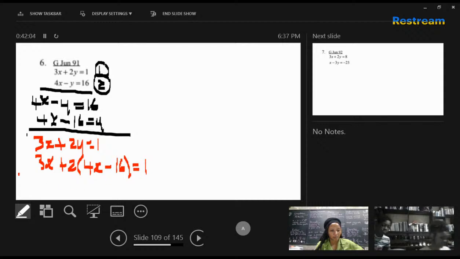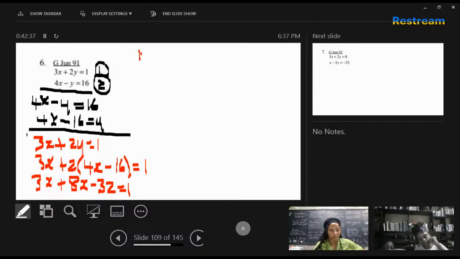Okay, miss. So now we're going to use the distributive law. So 2 times 4x is positive 8x. And 2 times negative 16 is negative 32, equals 1. So that would be 11x minus 32 will equal 1. And that would be 11x equals 33, since adding 32 to the 1.